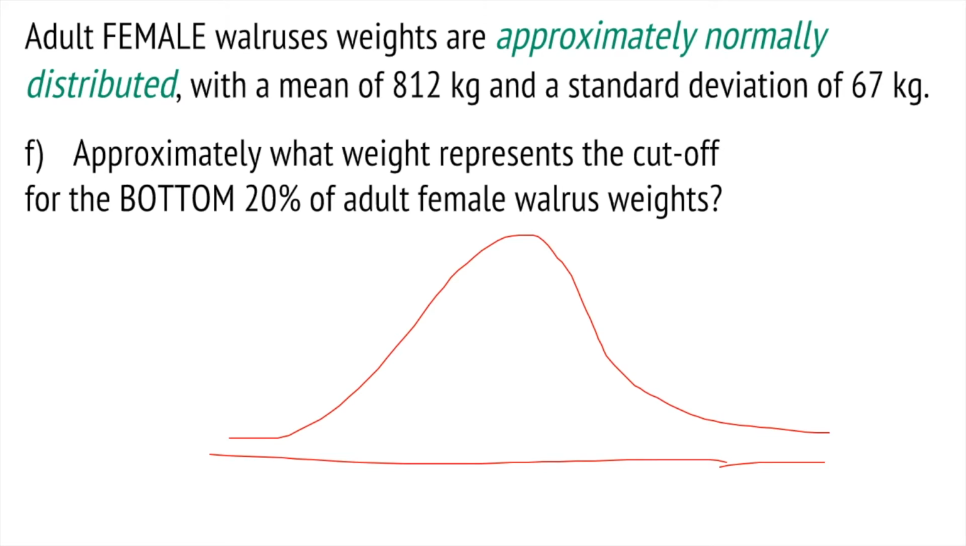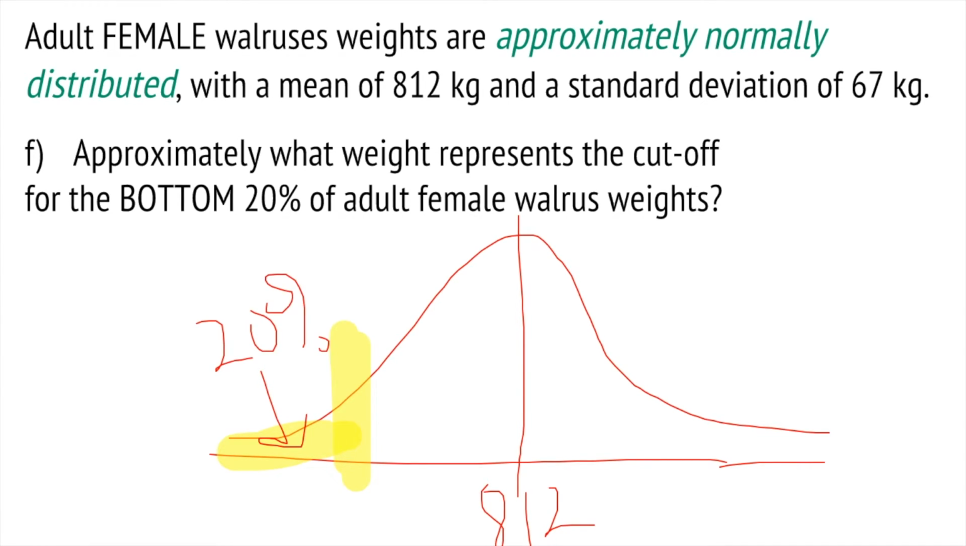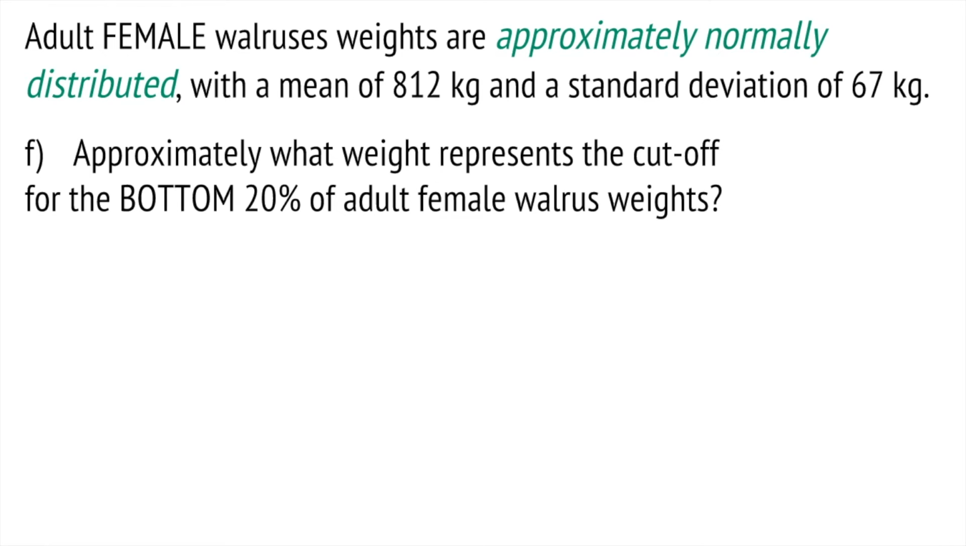Again, we have this mean of 812 right in the middle, and we want to know what is the cutoff for the bottom 20%. So basically that means if I drew a line right here and shaded below it, I want that shaded region to be 20%, and what I want to know is what weight would give me that bottom 20%. So the first part of this is finding a z-score from my z-table.